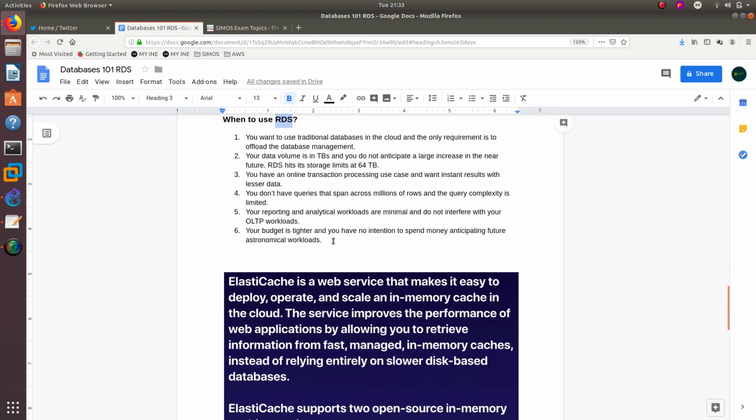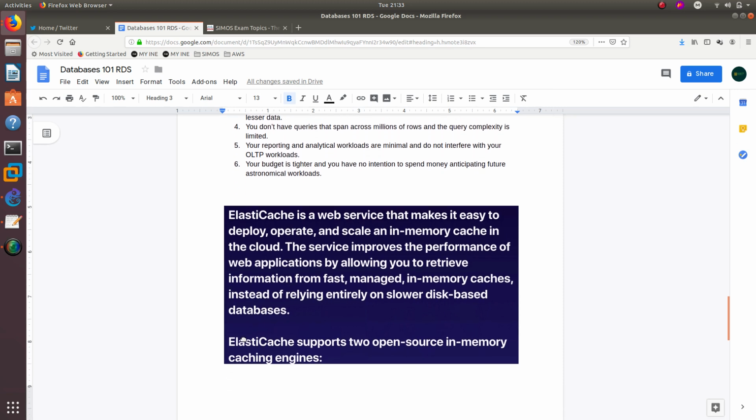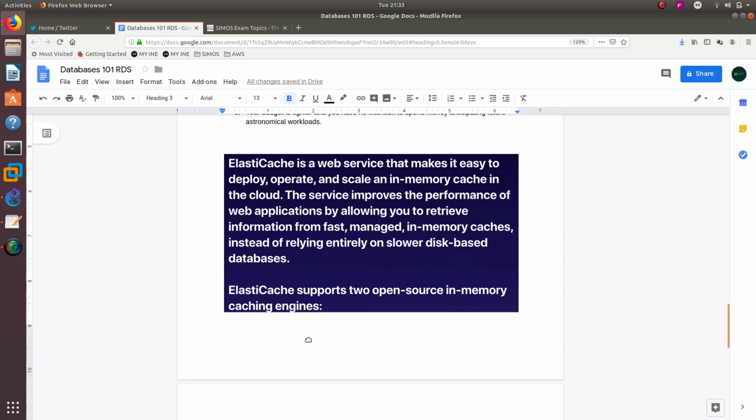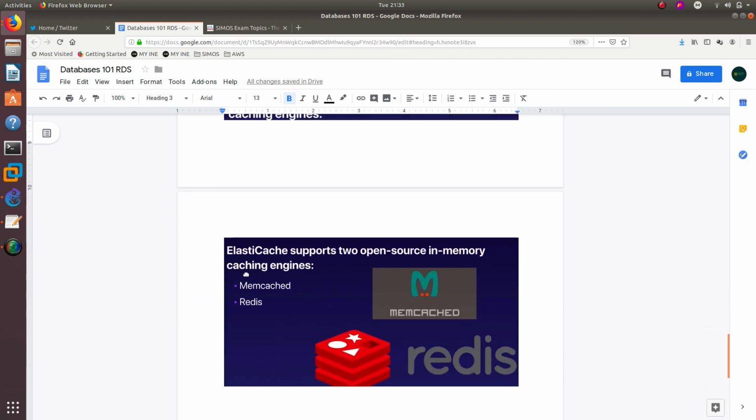And then we have another technology which is called Elastic Cache, and it's a service that makes it easy to deploy, operate, and scale an in-memory cache in the cloud. The service improves the performance of web applications by allowing you to retrieve information from a fast managed in-memory cache instead of relying entirely on slower disk-based databases. So this is what Elastic Cache does. And Elastic Cache supports two open source in-memory caching engines, which are Memcached and Redis.